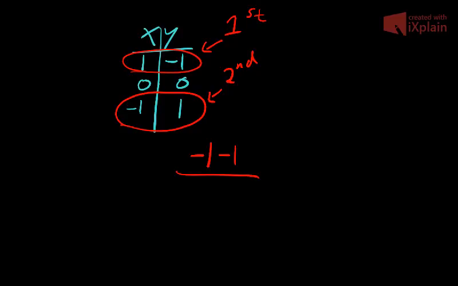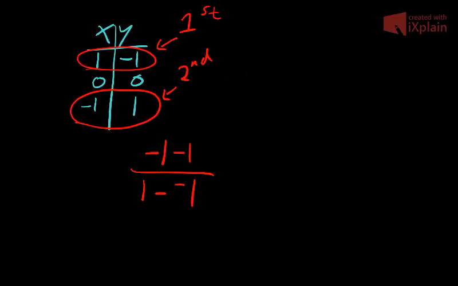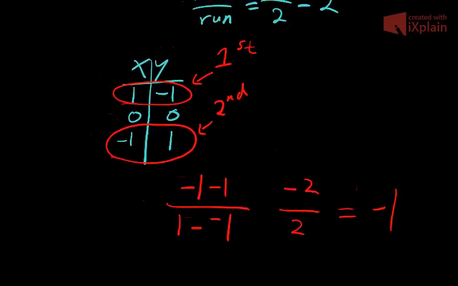I'm going to divide that by my x's. My x's, my first point, I have 1. And my second point, I'm going to subtract the negative 1. So we're always subtracting here. The first point minus the second point. Negative 1 minus 1 is negative 2. 1 minus negative 1 is going to be positive 2. And that's going to give me negative 1, just like I got before.